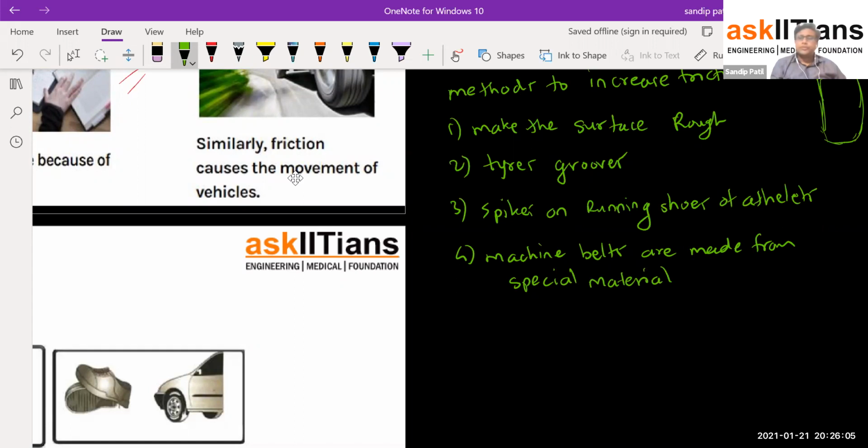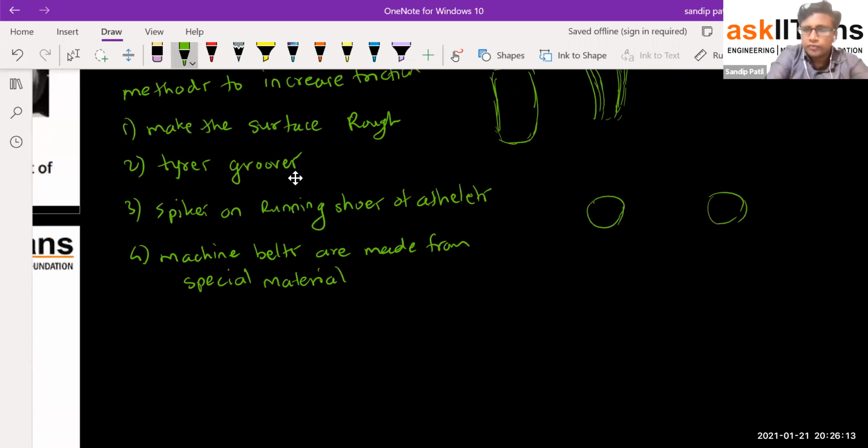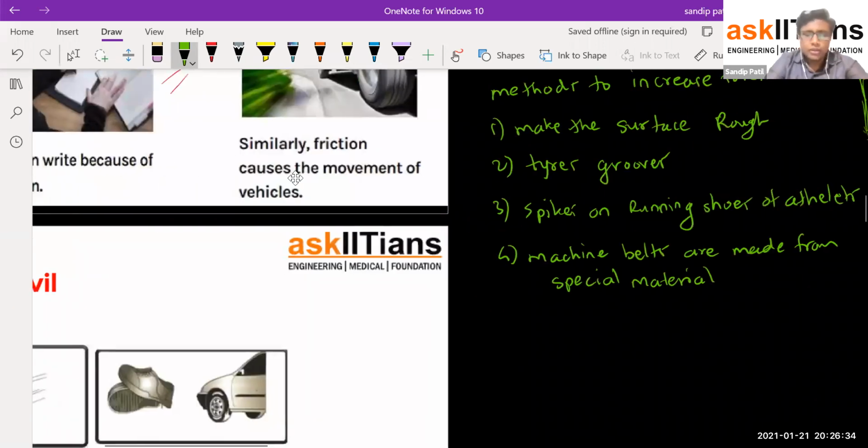Right? So what does this machine belt mean? There are many machines which require pulleys. You must have seen this type of machine in a flour grinding shop, right? The belt is moving on two pulleys, and these belts should not be smooth. If they are smooth, they will slip on the pulleys, right? So they are made of special material to provide some extra friction. So these are the ways we can increase friction.